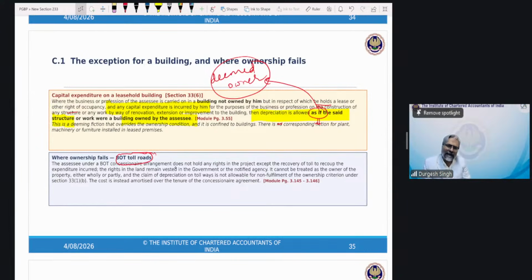That is the entire concept. But to say that I am the owner of that particular infrastructure, students, that is an incorrect statement. And therefore, such an assessee who has got the license for this BOT model or for the infrastructure project cannot be considered to be the owner, and accordingly, they will not be eligible for any depreciation allowance. Is that point clear to all of you, students?